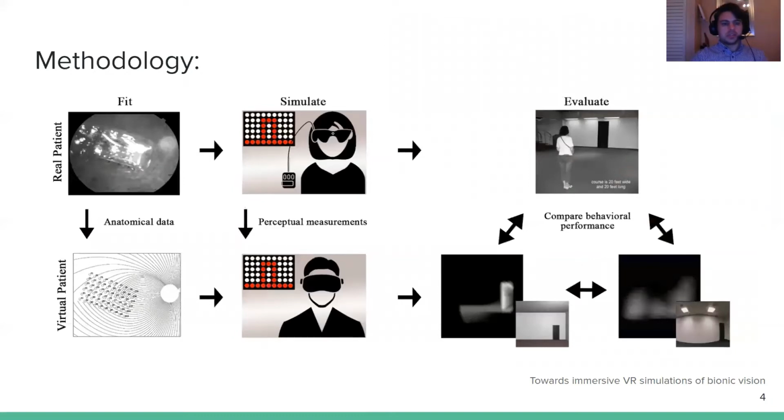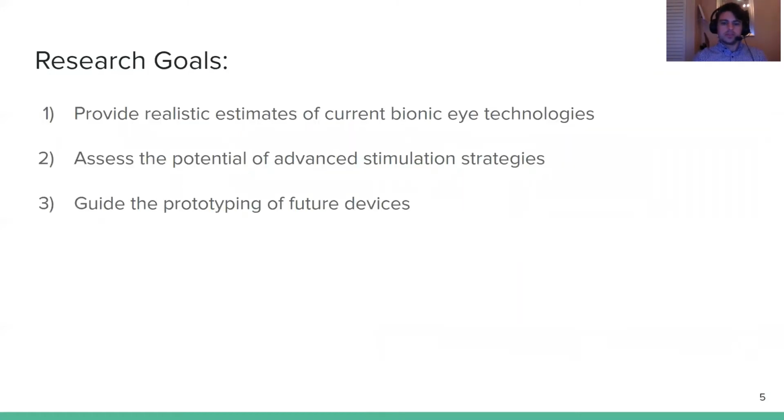And our methodology is shown here. Essentially, we have simulated a version of real anatomical data. We've simulated some perceptual measurements based off what real patients have said they're perceiving. Then we've created both virtual environments and simulated versions of the real world. And our goal is to compare those versions to real clinical trial data. We want to do this for three main reasons, which I'm going to go a little bit more into.